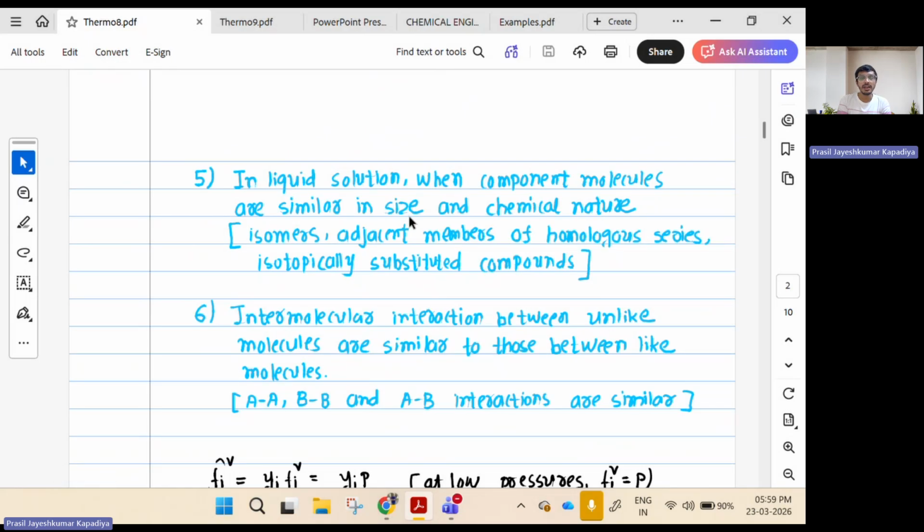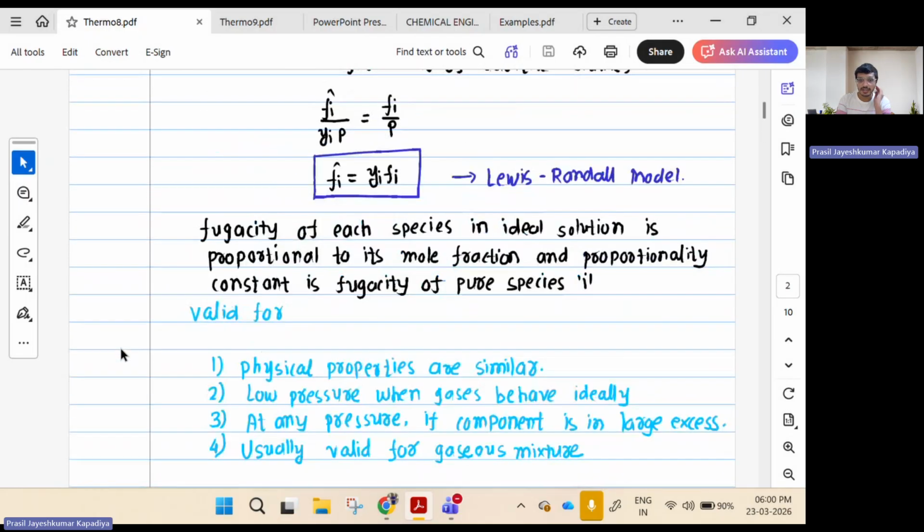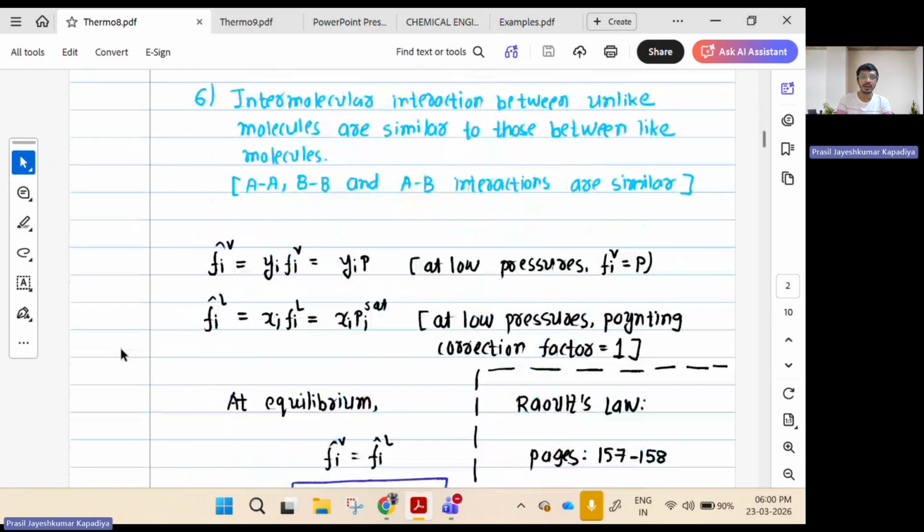Two very important things in liquid solutions: when component molecules are similar in size and chemical structure. Those can be isomers, adjacent members of a homologous series, and isotopically substituted compounds. Further, intermolecular interactions between unlike molecules are similar to those between like molecules. So let's say I have water in one beaker and ethanol in another. Water will have some kind of interactions, ethanol will have some kind of interactions. But when I mix them together, the water-ethanol interactions would be similar to those of water-water and ethanol-ethanol. If these things are followed, then we can use the Lewis Randall model.